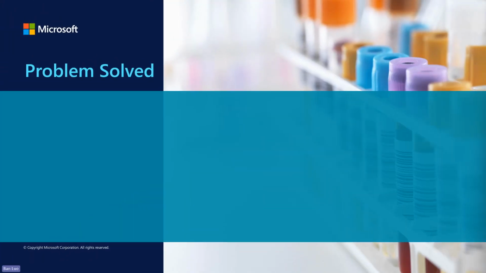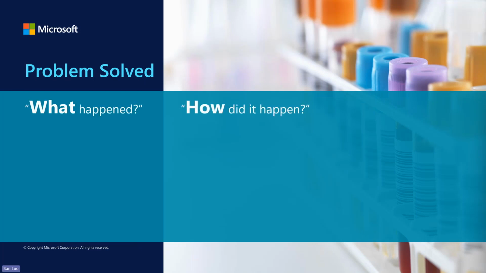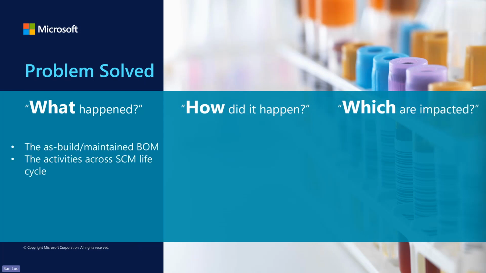Now, let's get started with the introduction of Traceability. There are three business problems we aim to solve with our traceability feature. First is what happened. Second is how did it happen. The last question is which are impacted. We use as-built BOM and as-maintained BOM to track the composition of the object and log activities across supply chain management. This will help to answer what happened to the tracked object.